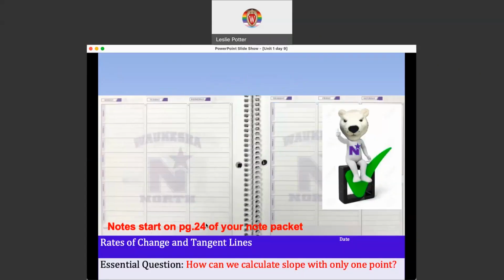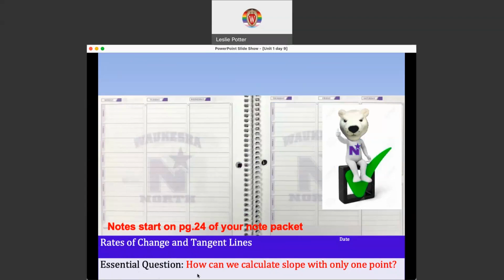The notes for today start on page 24 of your packet, and our topic for today is rates of change and tangent lines. A rate of change is a rate, like meters per second, if going back to physics. It's how much something changes in a given amount of time, most often. And a tangent line, if you recall, is a line that touches a curve at one point. So we're taking a look at rates of change and tangent lines.